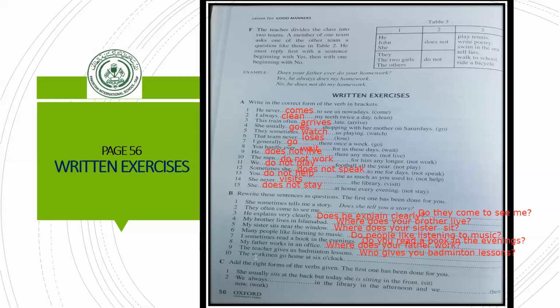Number 10, dear students. The workmen go home at 6 o'clock. Now here, workmen is not singular. It's M-E-N. If there is a single man, the workman, you will write M-A-N. The workman goes home. But if we have a plural, not singular, then we will put go, not S or ES. The workmen go home at 6 o'clock.